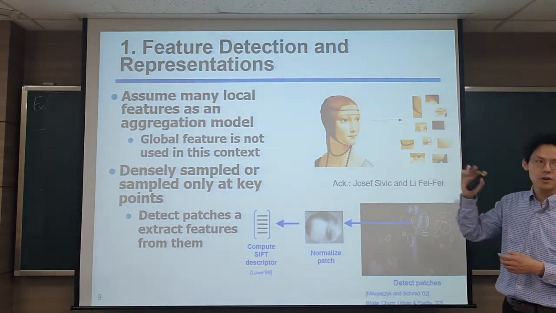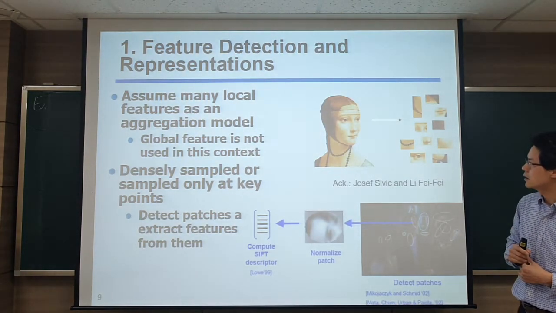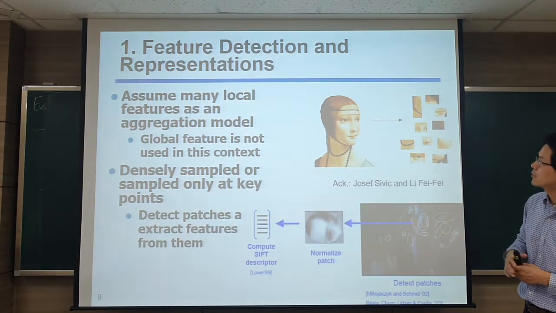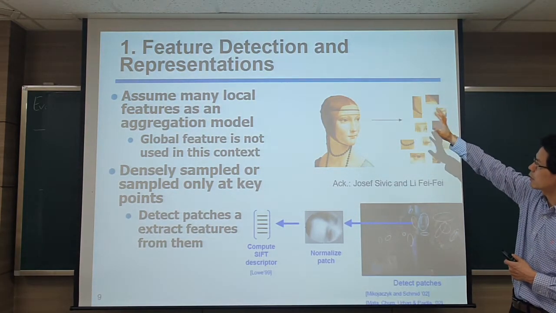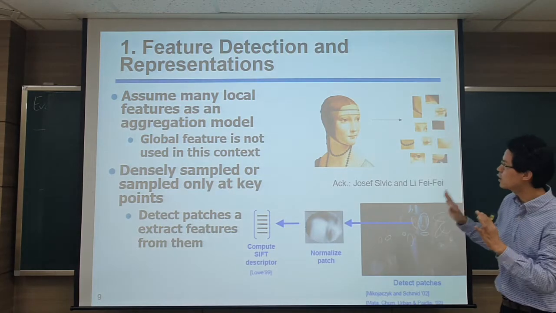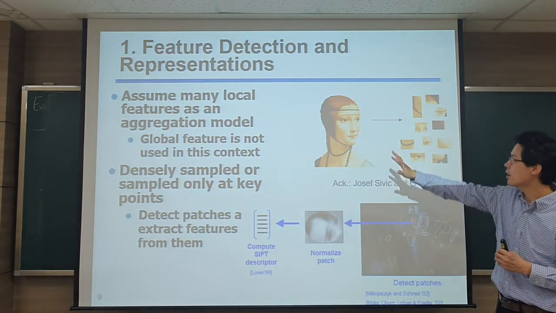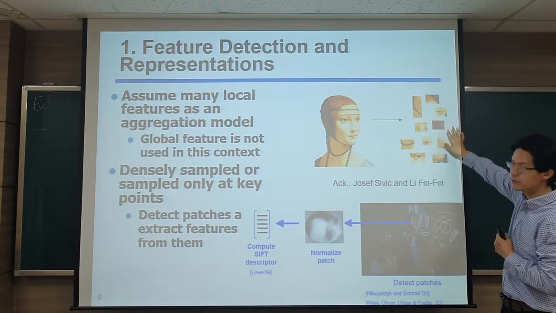So now I'd like to talk about some of the individual components of this approach. First of all, we need to identify the features. We need to actually detect the features, right? We need to represent them, right? So basically here we assume that we represent an image as a set of many local features, right?